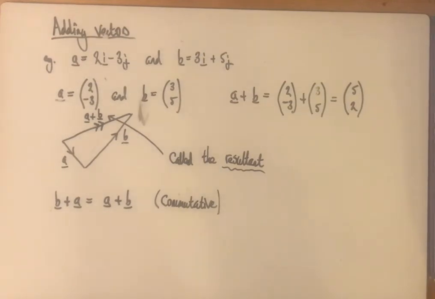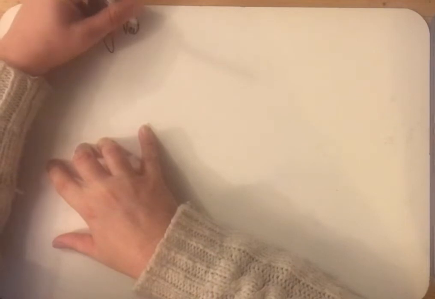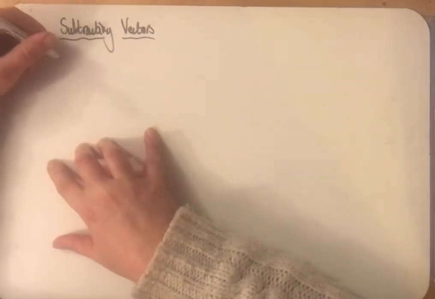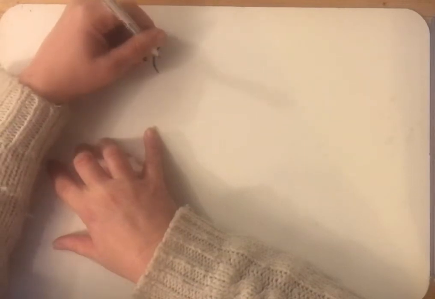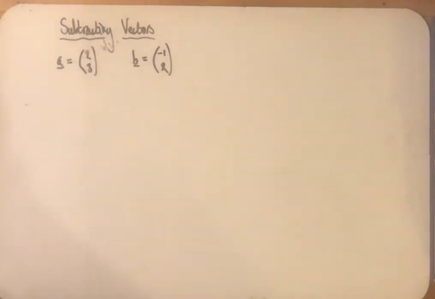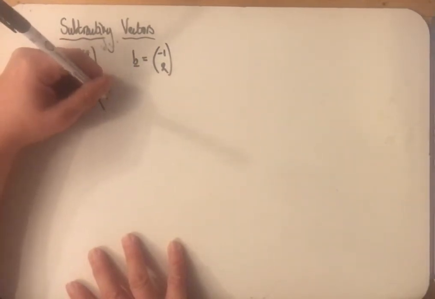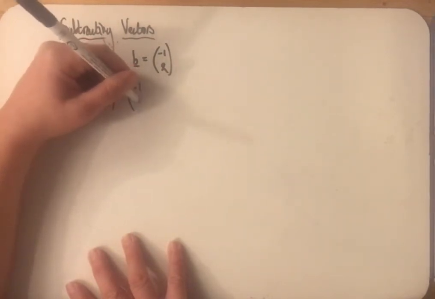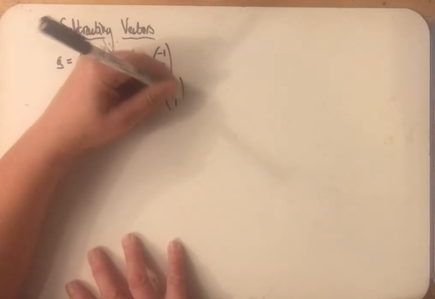And then lastly for this little bit we can look at subtracting vectors. So if I've got A is equal to 2, 3 and B is equal to minus 1, 2, then A minus B is equal to 2, 3 minus minus 1, 2. 2 minus negative 1 is equal to 3, and 3 minus 2 is equal to 1.